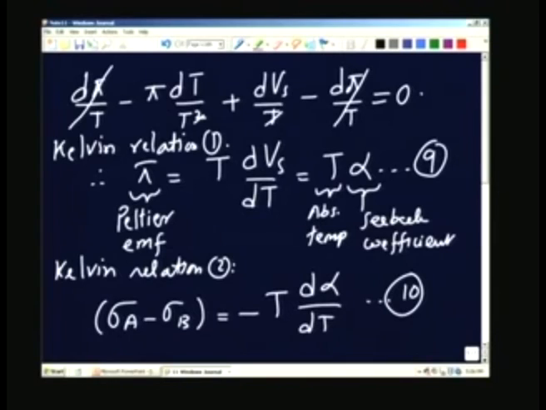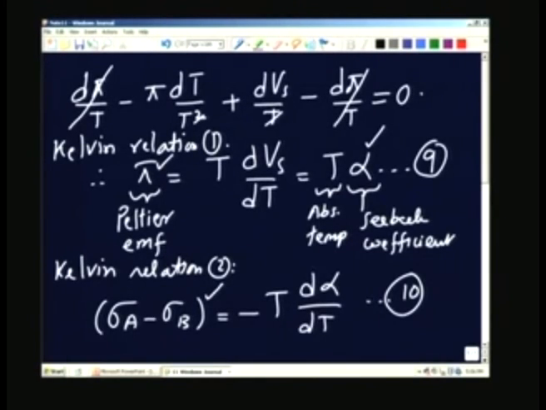So, we have two relations, Kelvin relation 1 and 2, and what they do is to relate the Seebeck coefficient alpha or the thermoelectric power alpha, then the Peltier coefficient or Peltier voltage pi, and the Thomson EMF through these two relations. That means that the three essentially are interrelated processes, and they are interrelated through these expressions.